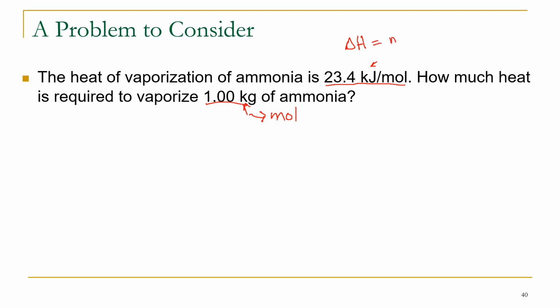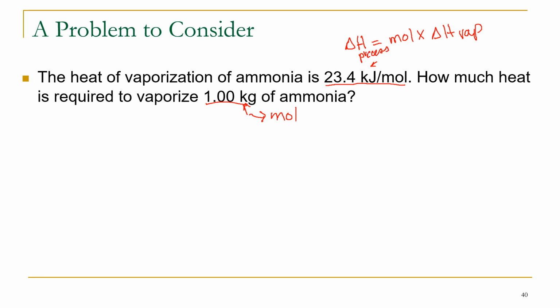It's going to be the number of moles times the delta H of vaporization, because the delta H of vaporization is per mole. So we need to take the delta H of vaporization, which is this number, multiply it by the number of moles that we have, and that's the delta H for this process.